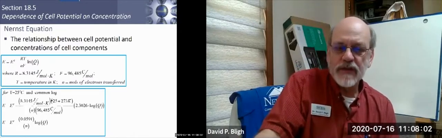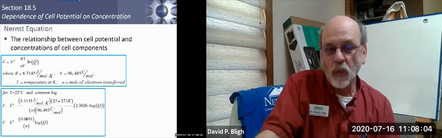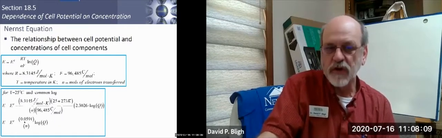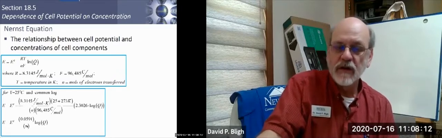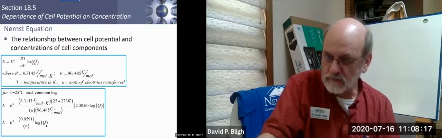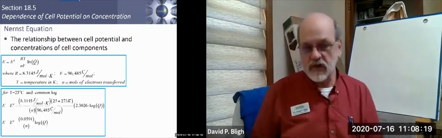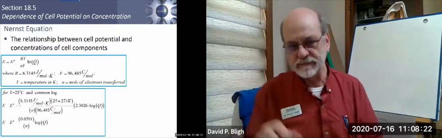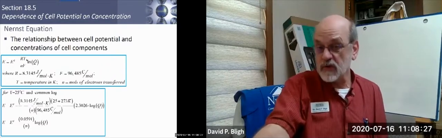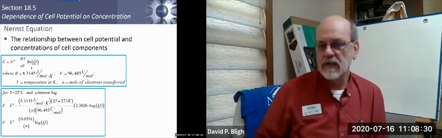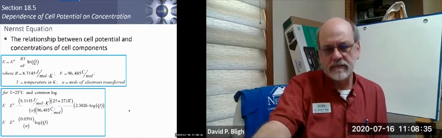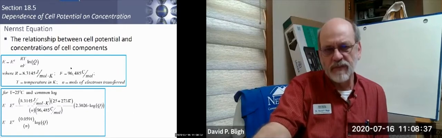Then if we reduce all these other values into one constant, this is the Nernst equation that we typically use: 0.0591 in the numerator, number of moles of electrons transferred, the common log of the Q. That's the one that's useful for most people. You would only need to use the previous one if you were going to change the temperature. If you change the temperature, then you would have to make that your base equation.